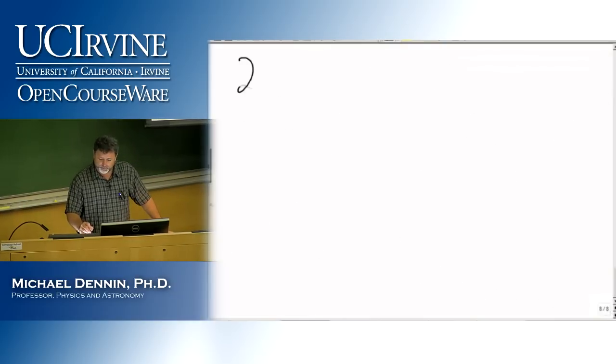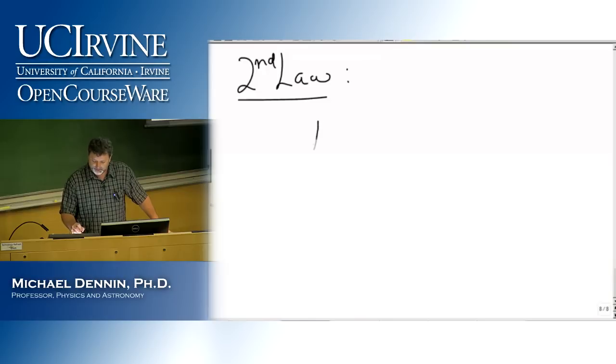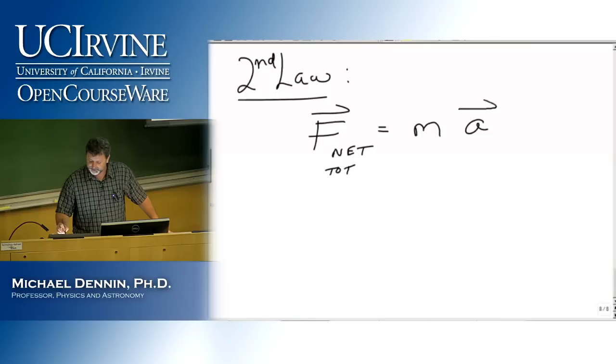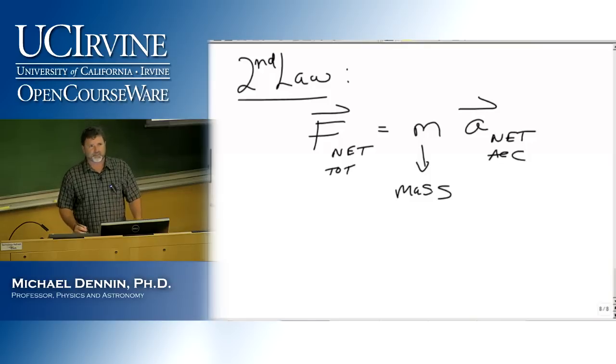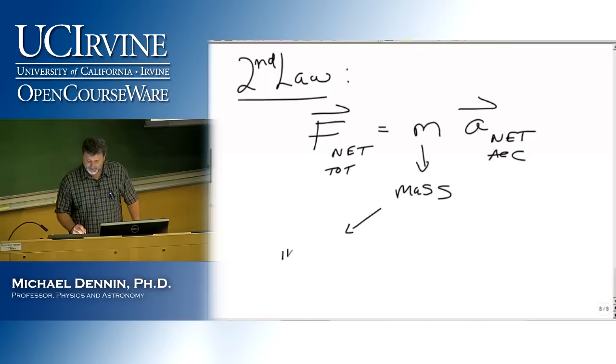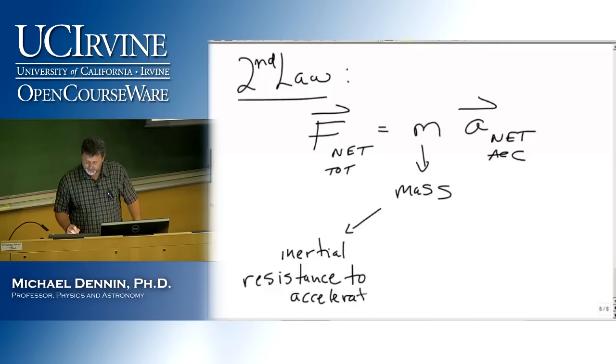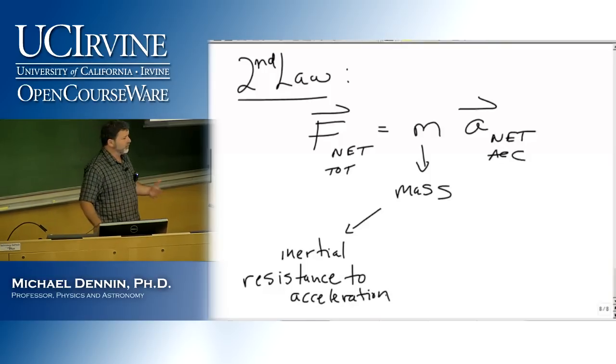So the second law we already mentioned, but we'll now make it mathematical. The second law is that the net or total force is equal to the mass times the net or total acceleration. So we've introduced the mass. There are really three ways to think about mass. This context is what we call the inertial mass, which is your resistance to accelerations. Your mass tells you, for a given force, how big will your acceleration be.